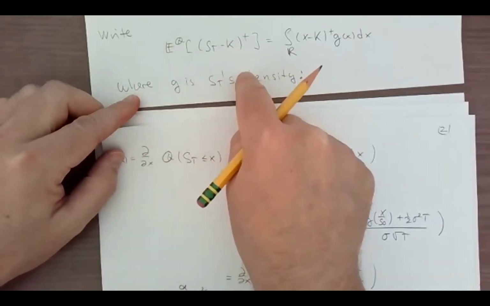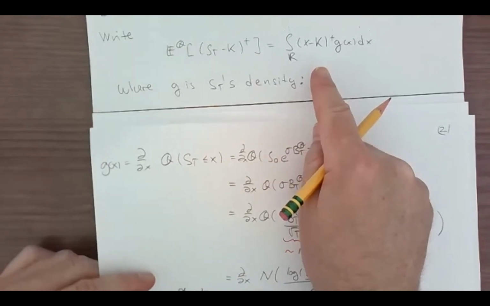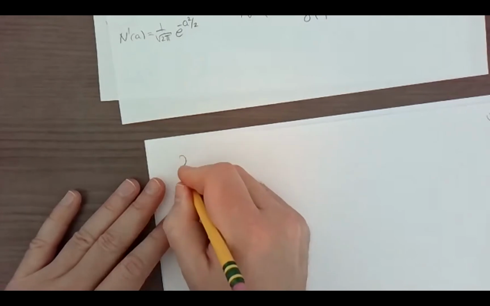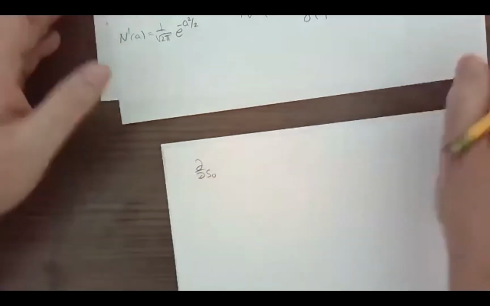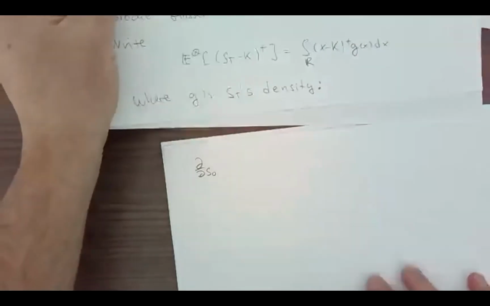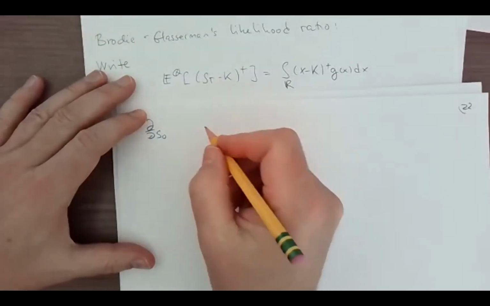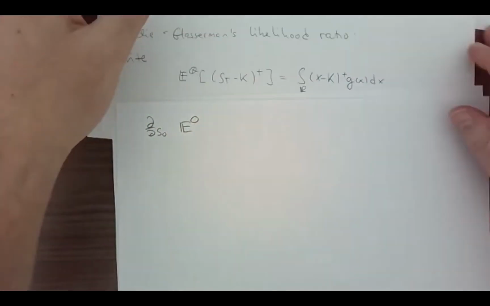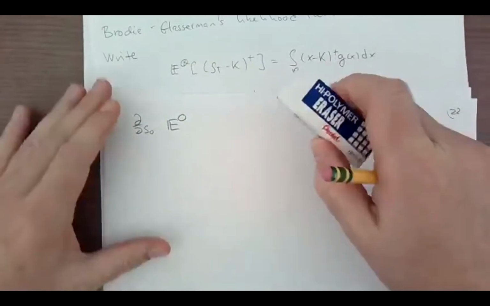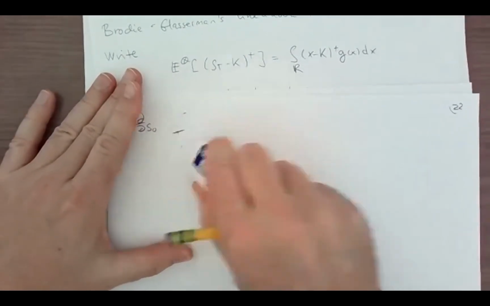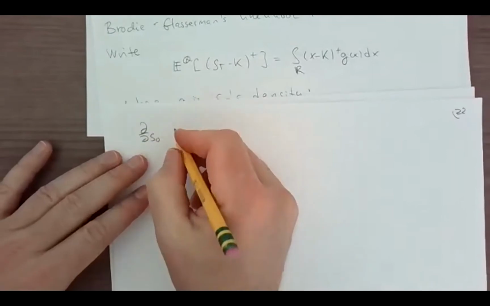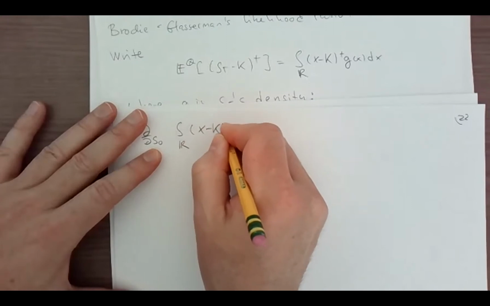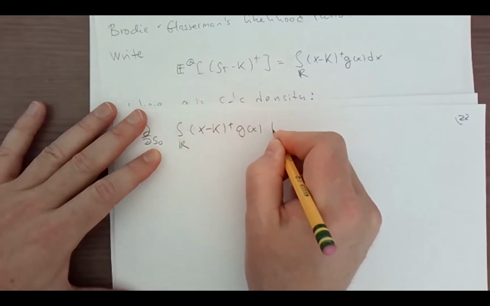I'm interested in the derivative with respect to the initial value. So let's see how to do that. I will then need to compute a derivative with respect to S0 of this expectation, written in the density form. I need to compute a derivative of (x minus k) positive part times g of x dx.